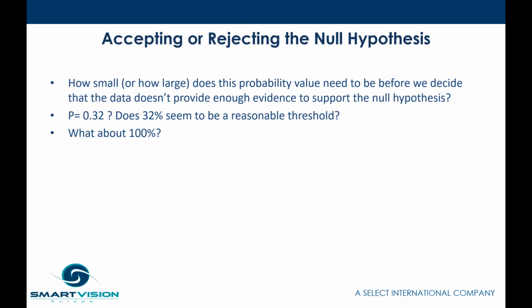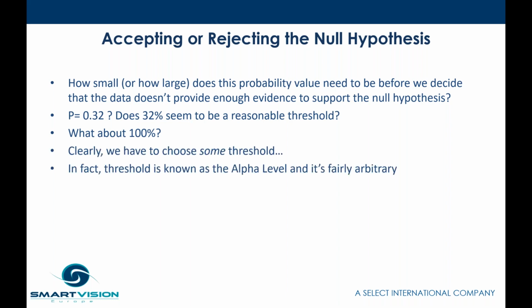If you did it enough times, it could happen. It's just not very likely to happen. Clearly, we have to choose some sort of threshold. We have to kind of draw a line in the sand. In fact, this threshold is known as the alpha level, and it's fairly arbitrary. In other words, there's no real reason why you would choose this particular number. It was just chosen for historical reasons.